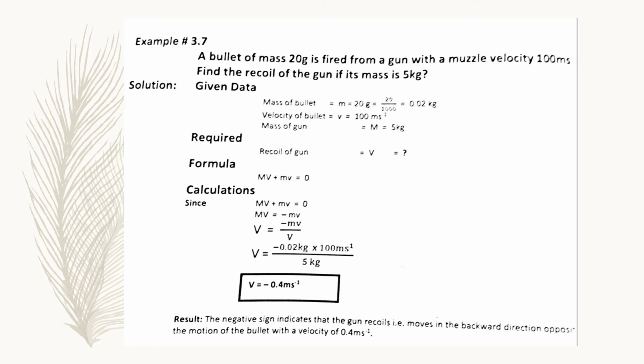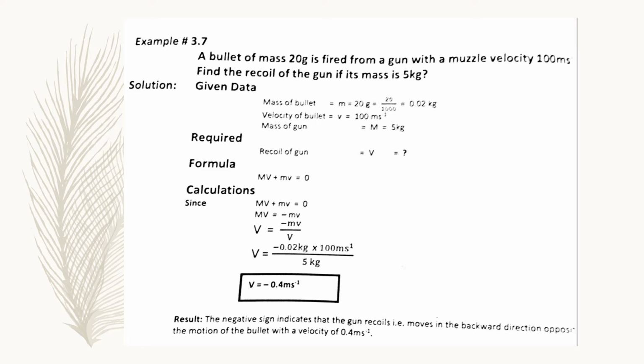Velocity of bullet is v equal to 100 meter per second, and mass of gun is represented by capital M equal to 5 kilogram. We differentiate both masses, like mass of bullet represented by small m and mass of gun represented by capital M. Required is recoil of gun. It means find the velocity of gun, that is capital V.